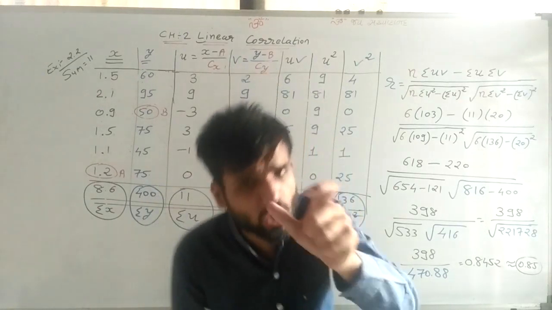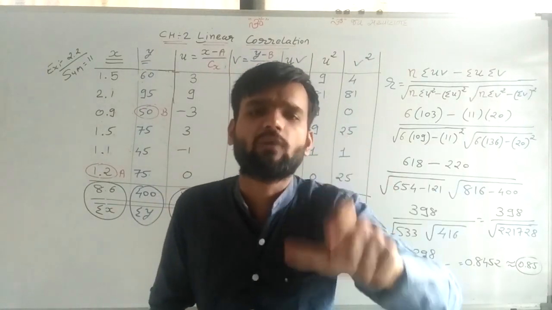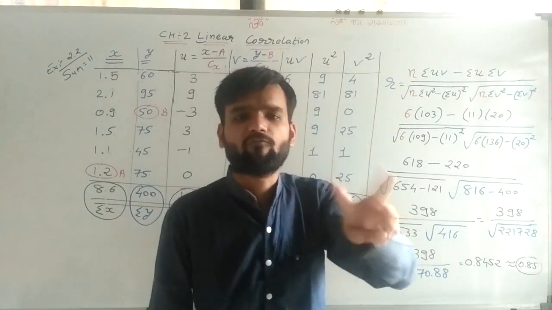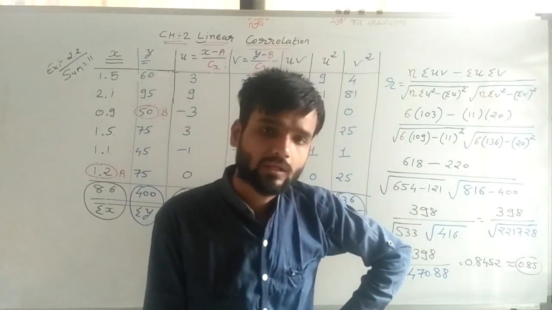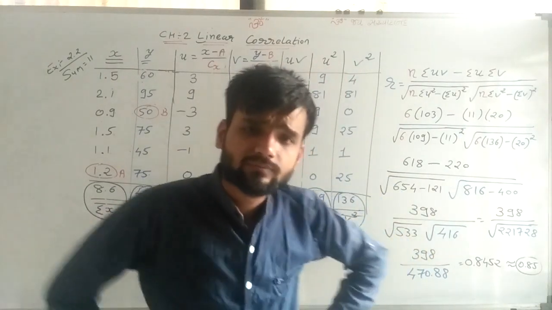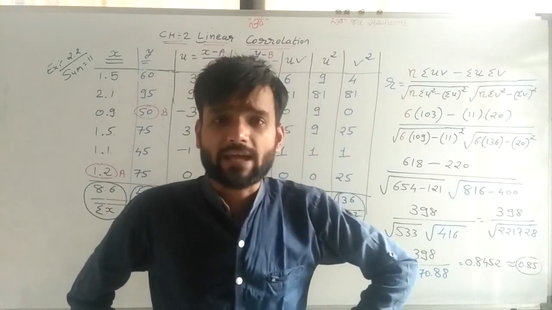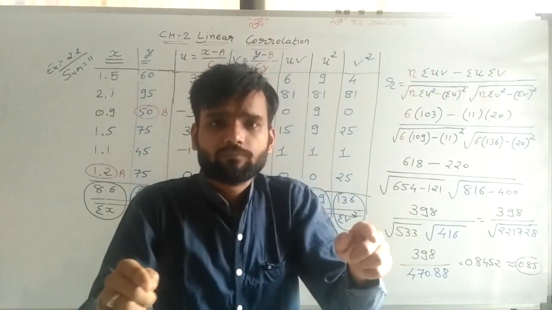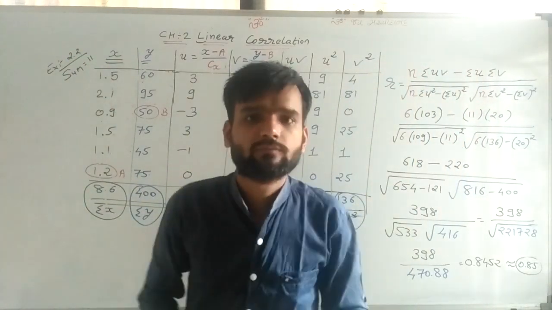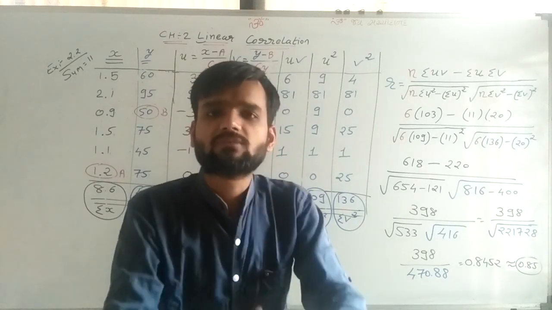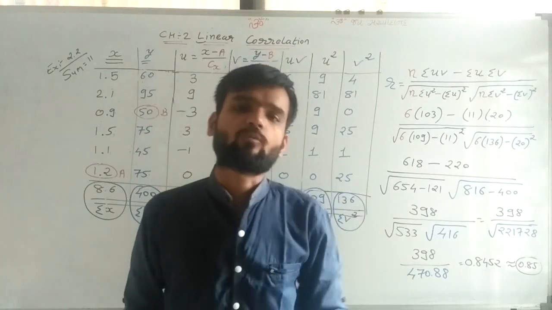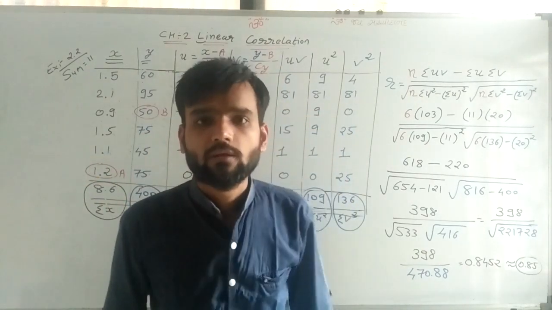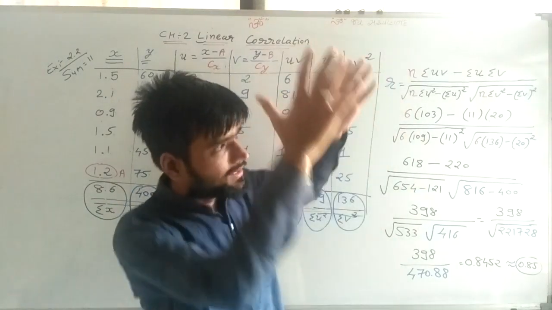So whenever small values of x and y are given, at that time you can use the second formula. Now sir, when is the third formula used? Whenever values of x are very large and we want to convert them into small values so that calculation becomes easy, then use the UV formula, n sigma UV minus sigma U sigma V.